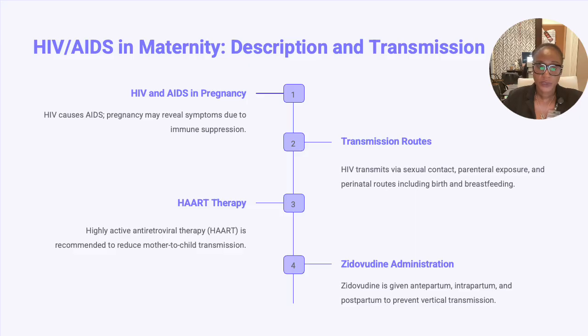So just how do we diagnose? Tests used to determine the presence of antibodies to HIV include the enzyme-linked immunosorbent assay, which we abbreviate ELISA. And then we also use the Western blot and the immunofluorescence assay, this is the IFA. So these are some ways in which we can diagnose.